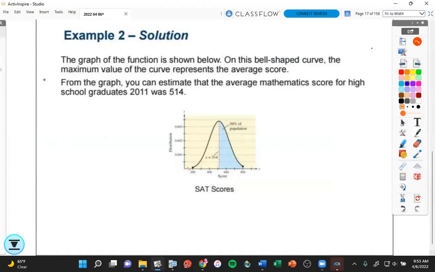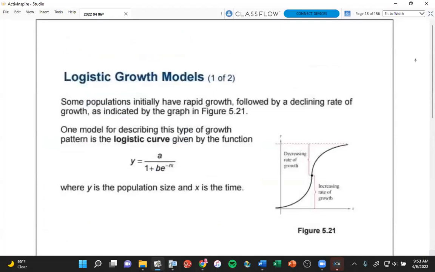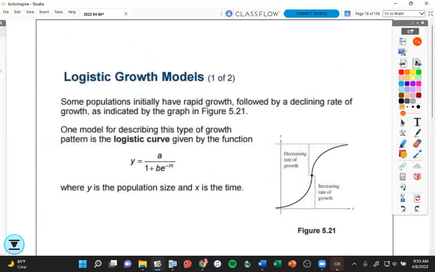I'll look at this and get back to you. Less than that. We'll come back to that problem.